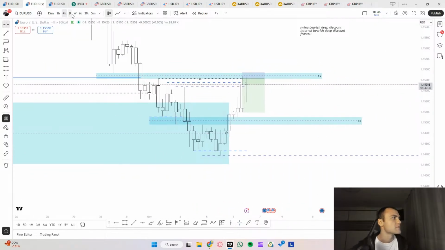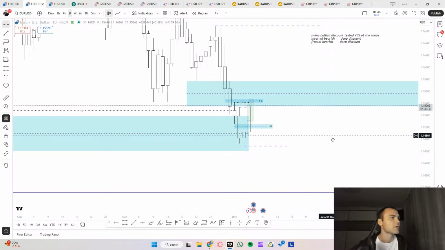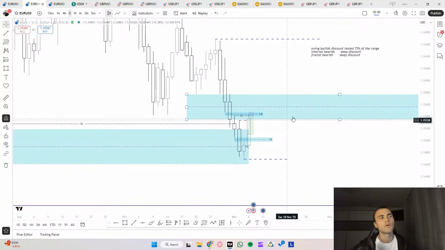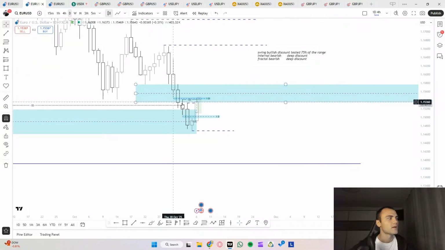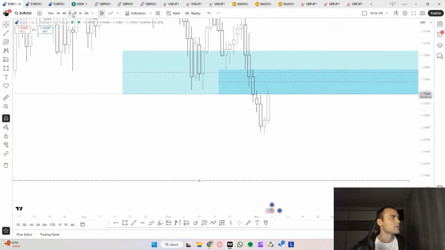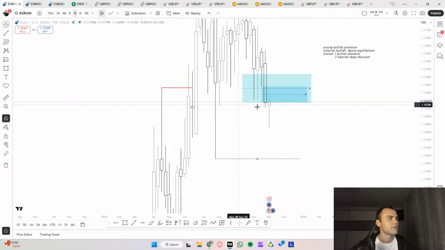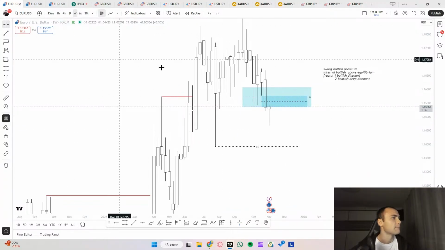The idea was this. The daily structure was bearish, and we are still in the deep discount, but we got this imbalance here, right? Looking into the monthly, it makes sense to continue lower. Now we're going to see if it will. But yeah.